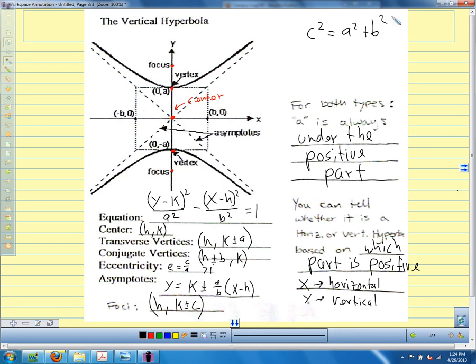For a parabola, p tells us how far to move from the vertex to get to the focus and the directrix. So that's really the key to these conic sections: remembering what all these pieces tell us about the shape of them.